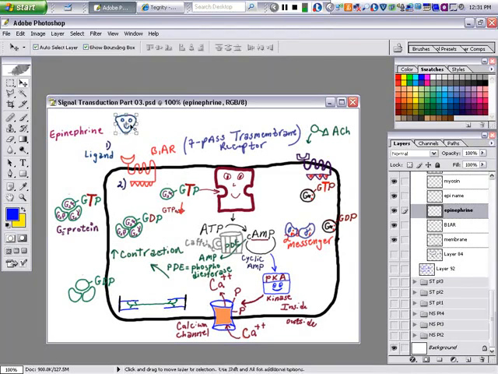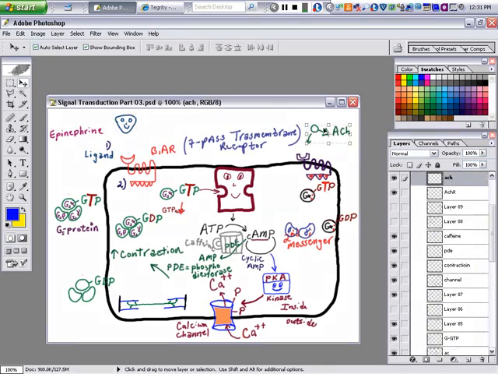The opposite of a sympathetic response is a parasympathetic response. Very good. Now the neurotransmitter of choice here is going to be acetylcholine. Acetylcholine is going to bind to an acetylcholine receptor. Now, there are two types of acetylcholine receptors. Which one is this? This is the muscarinic. It's muscarinic because it's 7-pass.